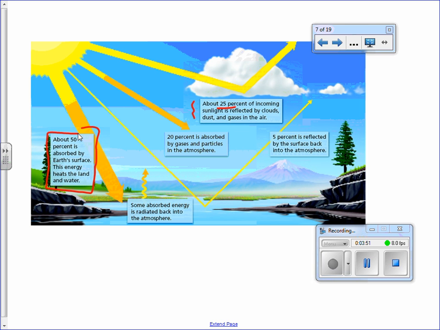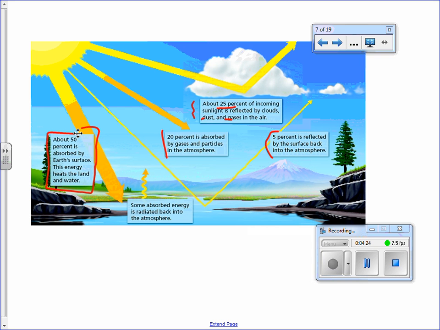In the summer when there's been forest fires and volcanic eruptions would do the same thing, but that little bit of particulate and dust in the air reflects a lot more of the light, so the days are cooler. So 25% of the incoming light just normally is reflected by clouds, dust, and gases in the air. So if you have more dust and more gases, you get more of it reflected and less of it absorbed. About 20% absorbed by gases and particles in the atmosphere, 50% absorbed by the Earth's surface, 5% reflected back by the surface of the Earth.